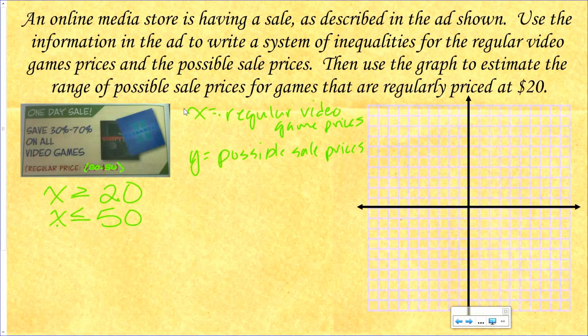Okay? So I'm going to have a Y. I'm going to have two Y's because how many sell prices do I have? It's 30 to 70%. You guys can look in your book. It's the problem at the end on page 171. So if you need to see the ad, it's in your book.